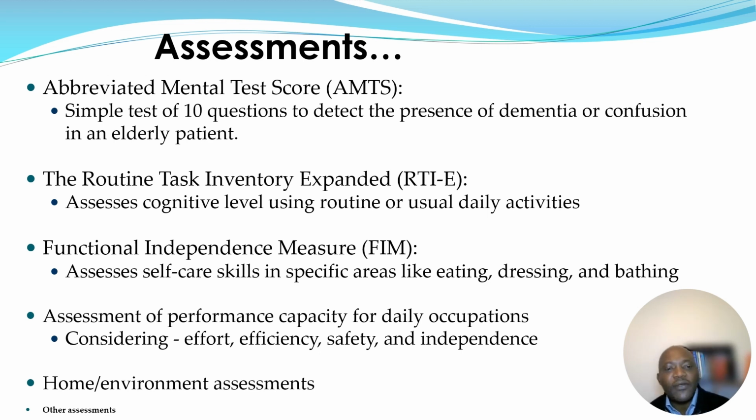There is also the functional independence measure, FIM, which assesses self-care skills in specific areas, for example, eating, dressing, bathing, things like that. We can also use assessment of performance capacity for daily occupations by actually observing individuals performing their daily occupations. Of course, we'll be considering the amount of effort that they are putting, the efficiency in doing that, safety considerations, and the level of independence that they will be demonstrating when they're executing the occupation.